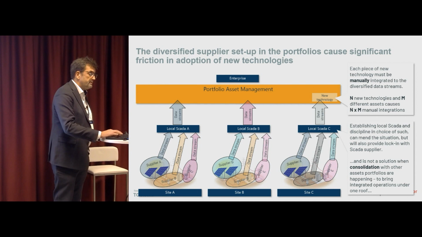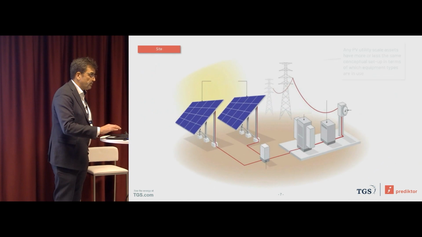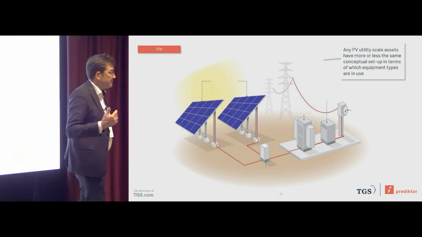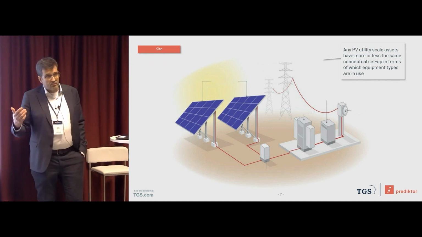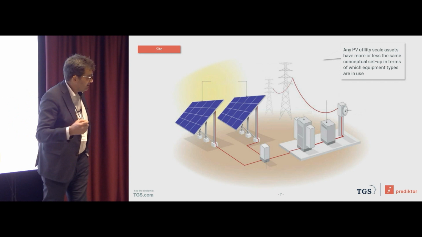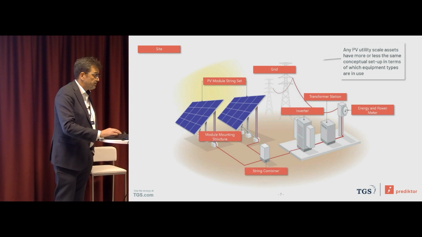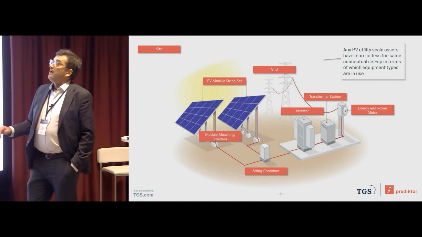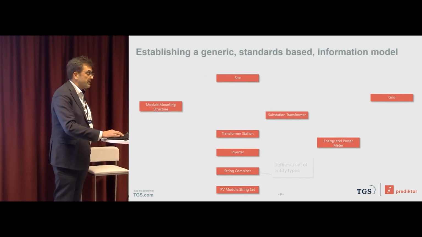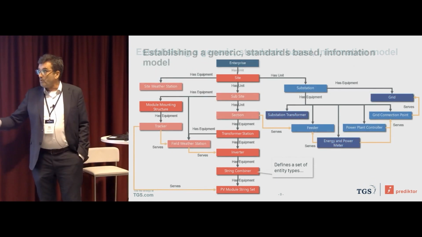So the challenge needs a solution. And of course, information models are an essential strategy to look into for enterprises like this. What is good now is that with utility scale PV solar assets, they have more or less the same structure in terms of how they build their assets. You can identify the different equipment types that are generally there, set up all those equipment types, and set up the natural structure and interconnections between them, and voila, you have an information model.